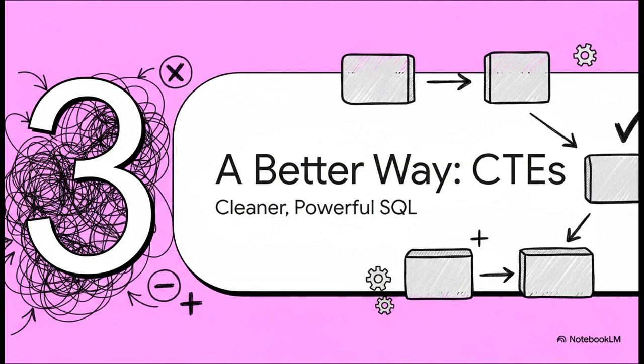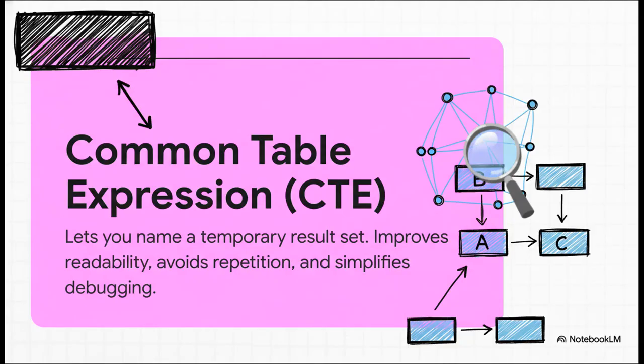So, while subqueries are a fundamental tool, they can lead to some really messy, hard-to-read code. Queries inside of queries inside of queries. It's a nightmare. Thankfully, modern SQL gives us a much cleaner way to handle complex logic, common table expressions. So what is a CTE? It lets you define a temporary result set, and here's the key part: give it a name.